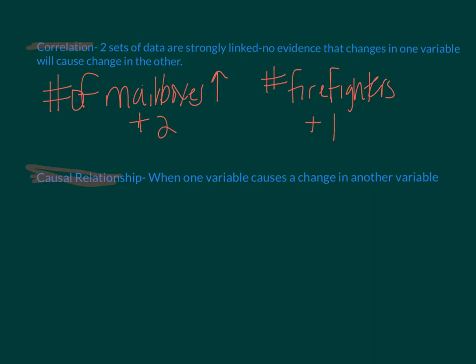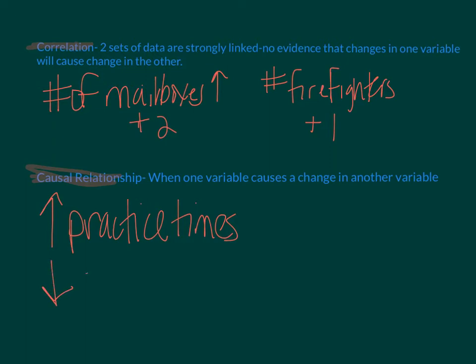Okay, so all right, another thing is what we call a causal relationship. That's when one variable causes a change in another variable. So a good example of this, if we increase practice times for like swimming, we would assume our swim times would decrease. Okay, so the more we practice, the faster we're going to get. So that's a causal relationship.